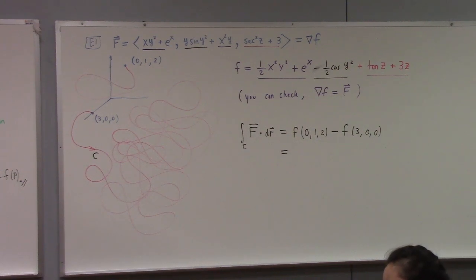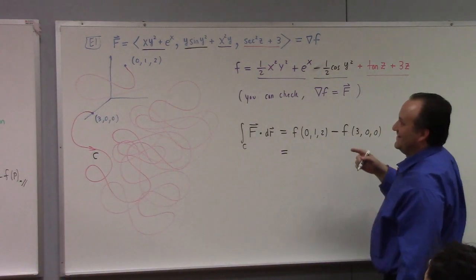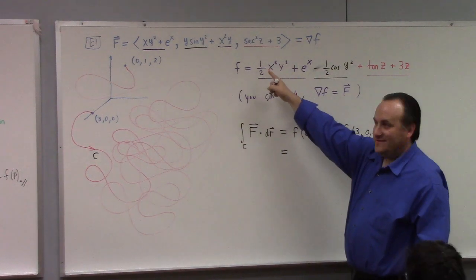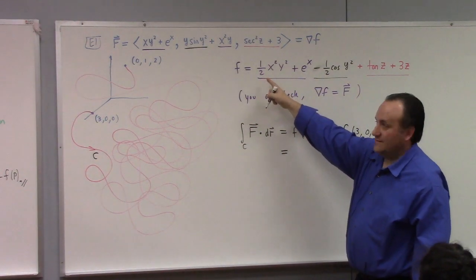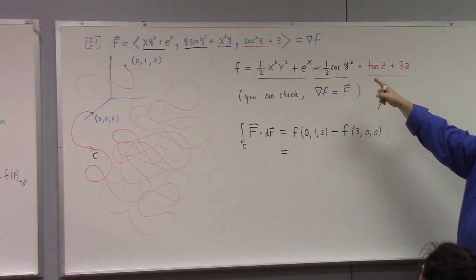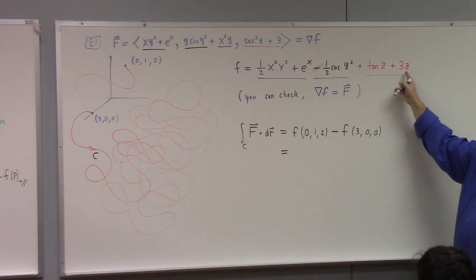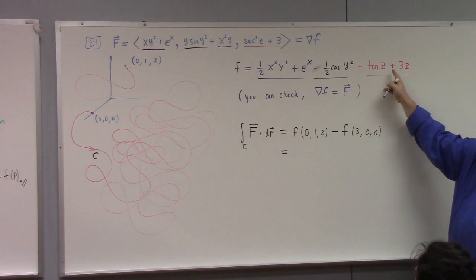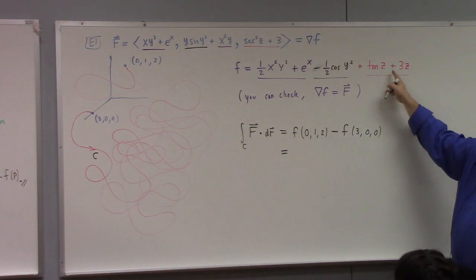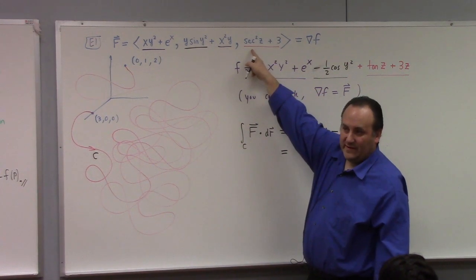Here's the bill for the electric this month from October 1st estimated. So x squared y squared, that's good everywhere. e to the x, good everywhere. Cosine y squared, copacetic, it's okay. 3z, that's fine. Tangent z, it's got problems. Because the original vector field's got a secant squared z in it. That's 1 over cosine squared. Where is that not defined?